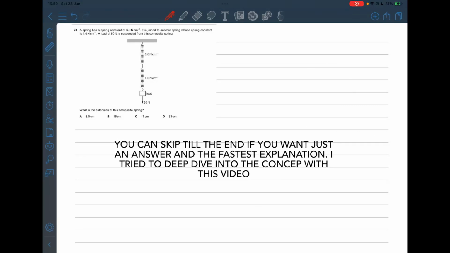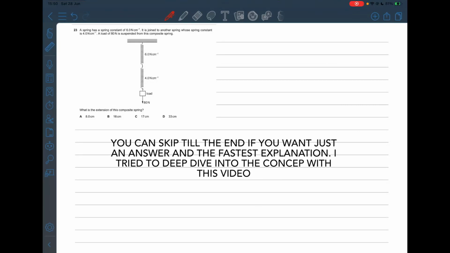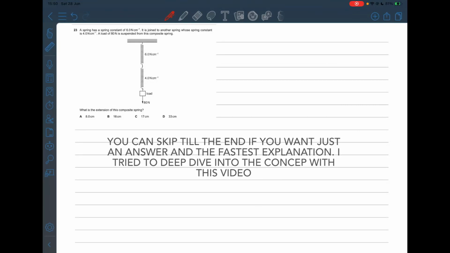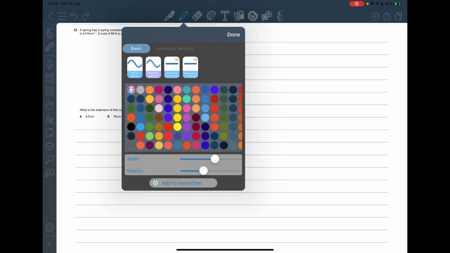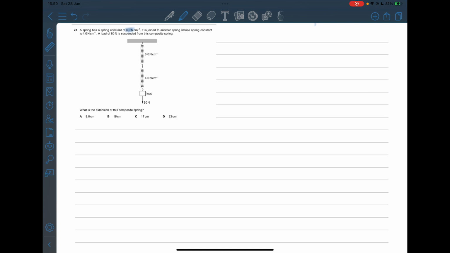Beautiful students, today we're going to be tackling a question on Hooke's law, and this question will test our fundamental principles of how well we understand Hooke's law. So they said a spring has a spring constant of 6 Newton per centimeter.